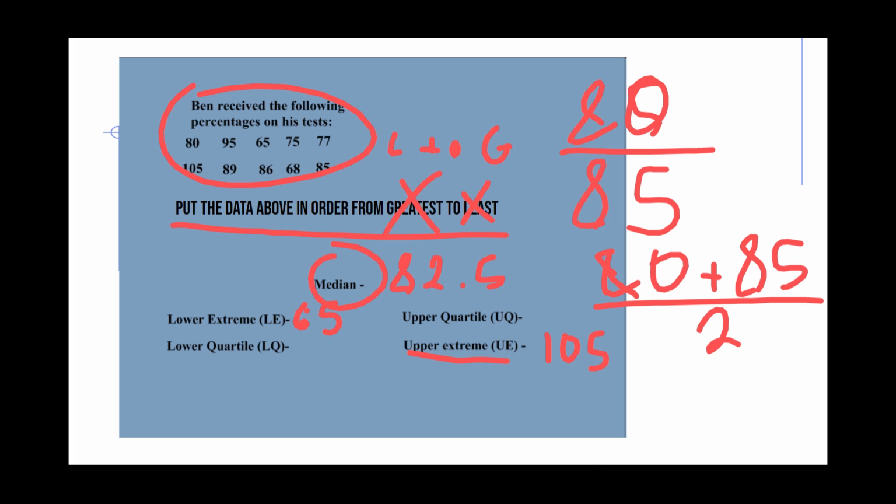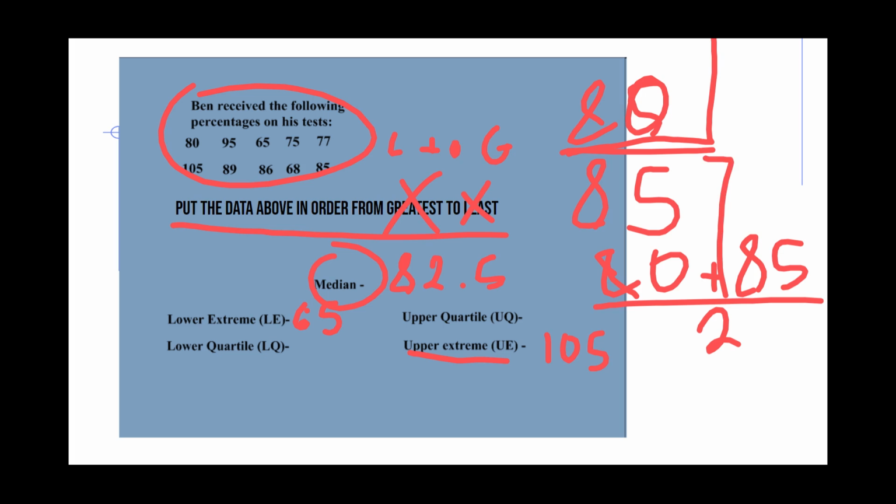Now it comes to the hard part, because I have the lower quartile and the upper quartile to find. I need to split the numbers right down the middle. If you have arranged it in order from least to greatest, you take all the numbers that are lower than 80 and all the numbers that are higher than 85. That's how you split those up.